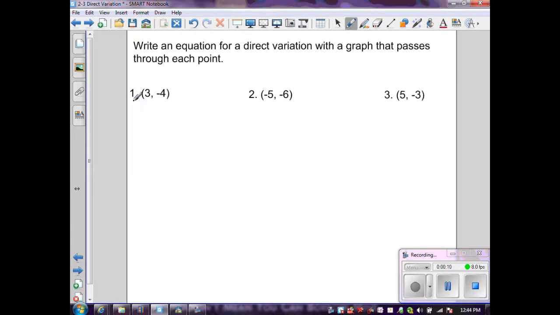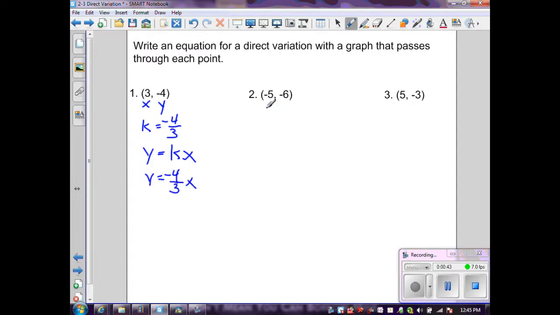Our next example wants us to write an equation for a direct variation with a graph that passes through each point. Here we already know an ordered pair has a value of x and a y. We know that k equals y over x, which would give us a negative 4 over 3. Also, we know that the direct variation formula is y equals kx, and all we need to do is substitute in and get y equal to a negative 4/3 x.